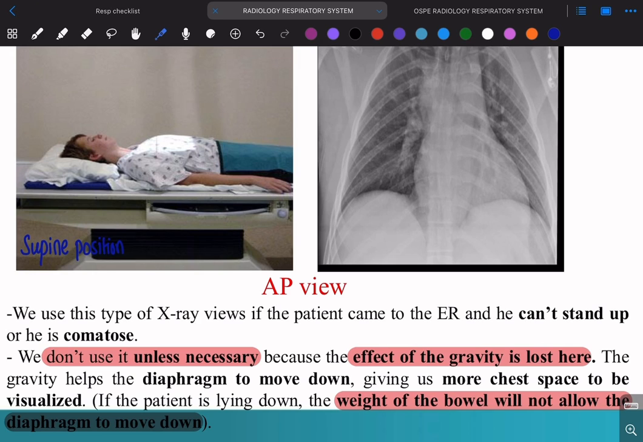This position, or this view, is only used with patients who come to the ER and they can't stand up, or the patients in coma. So we can't put them in the upright or in an erect position, okay? So this is the only time we use the AP view, because it's considered the least accurate view.